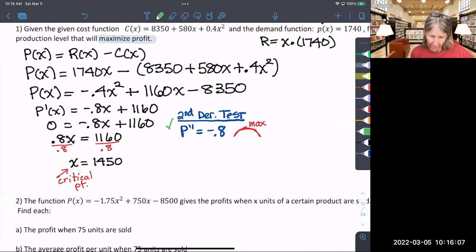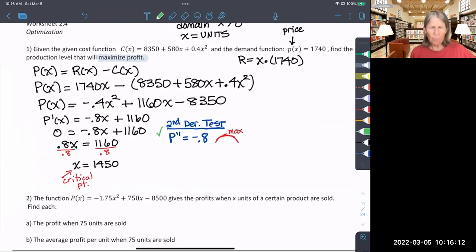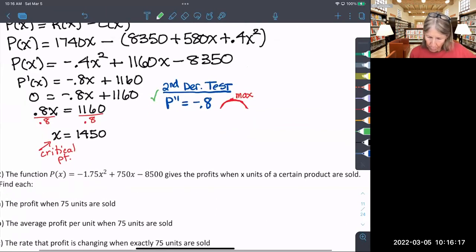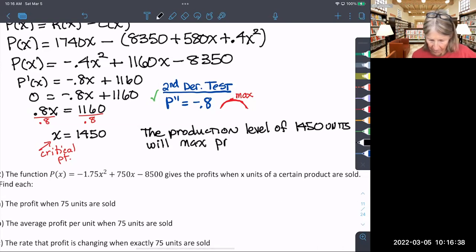Let's now figure out the answer to the question. It says, find the production level that will maximize profit. So production level is the units. All right, I have my answer then. I don't need to plug back in anywhere. It's just asking for the production level. So here's my words. The production level of 1450 units will maximize the profit. And that's all they asked for.